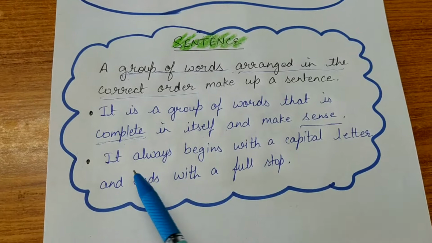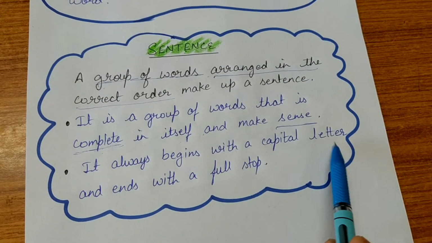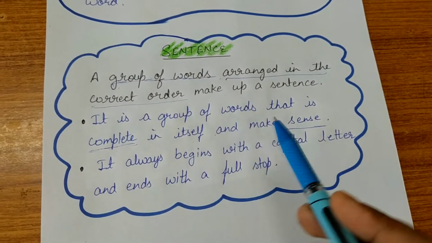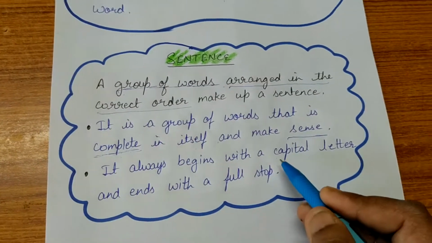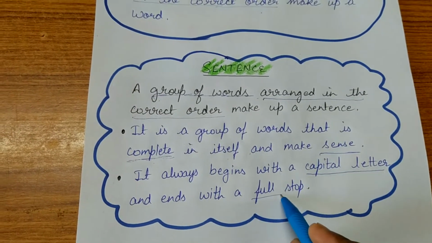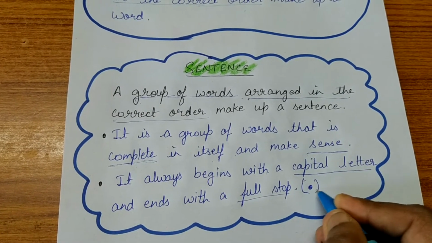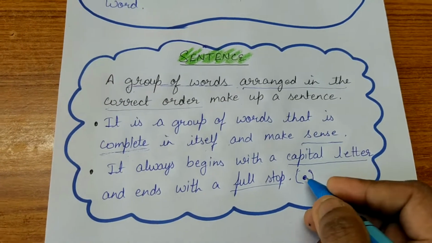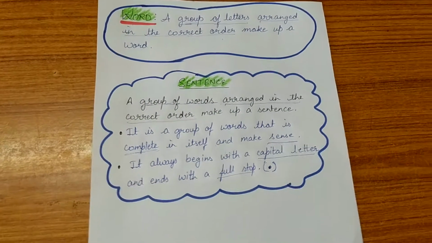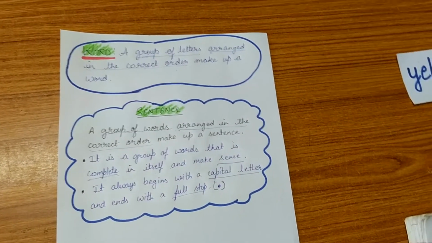One more important point is there. It always begins with a capital letter and ends with a full stop. That means it must have a proper starting, and that starting should be with a capital letter and its ending with a full stop. See here, I'm showing you the sign of a full stop. It is like this. Okay, that is also called a period. I hope you all have understood about the sentence, about the word and about the letter.